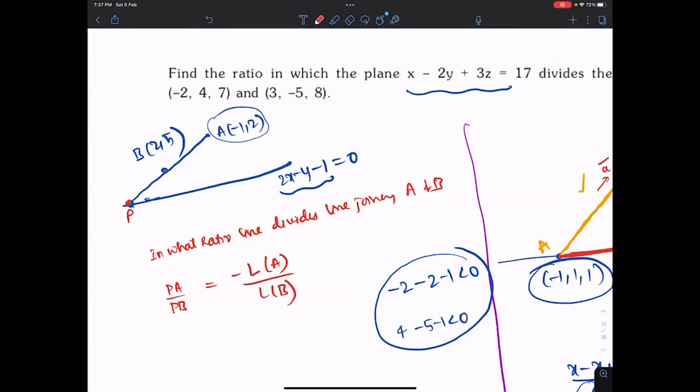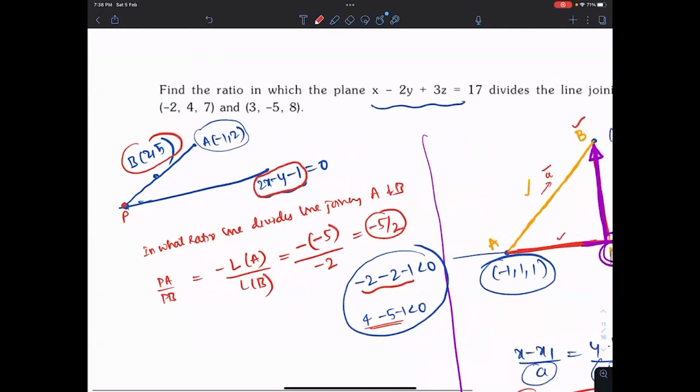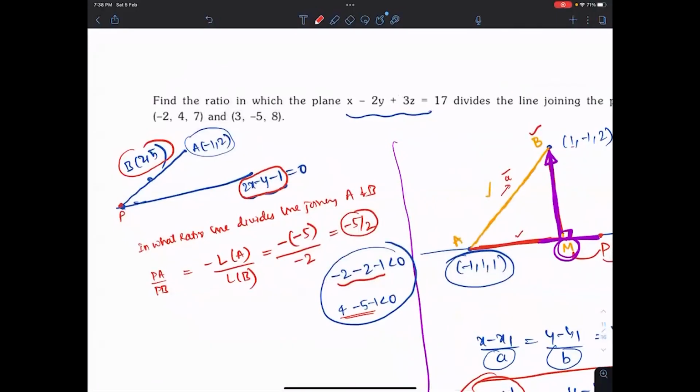Na? What is that ratio they are asking? Direct formula is, what is L of A means, this is the line expression na, when you bring all constants one side. Okay. So minus of, substitute the point A in that expression. Already we have substituted, we'll get minus, how much here? Minus 5. Divided by, substitute the point B in the expression. Already we have substituted. How much you will get? Minus 2. You will get the answer minus 5 by 2. Correct? So since P is outside, negative means external division, na? Like that. So in what ratio the line will divide A and B? In the ratio 5:2 externally, because negative you are getting.